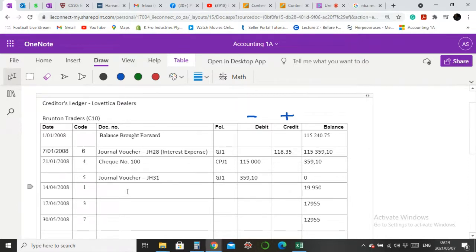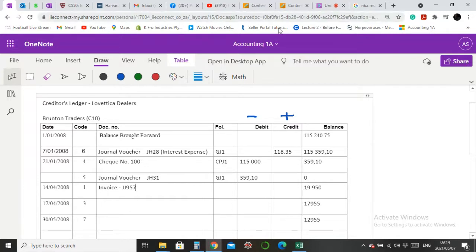But that's not all that we did with these guys during this month. On the 14th of April, it says purchased equipment on credit from Brunton Traders for 21,000 less 5% trade discount. Received their invoice number JJ957. Okay, so what we then do here is we're going to say invoice, and I believe it was JJ957.